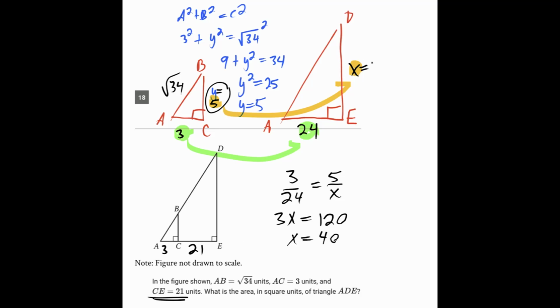And now we have enough information to get the area of triangle ADE, the bigger triangle. We can use, for a triangle, the area is 1/2 times base times height. And that's going to be 1/2 times 24 times the height of 40. And just doing a little mental math here, 1/2 times 40 is 20. And 20 times 24 is 480. And that is the area of the big triangle. So that's our answer.